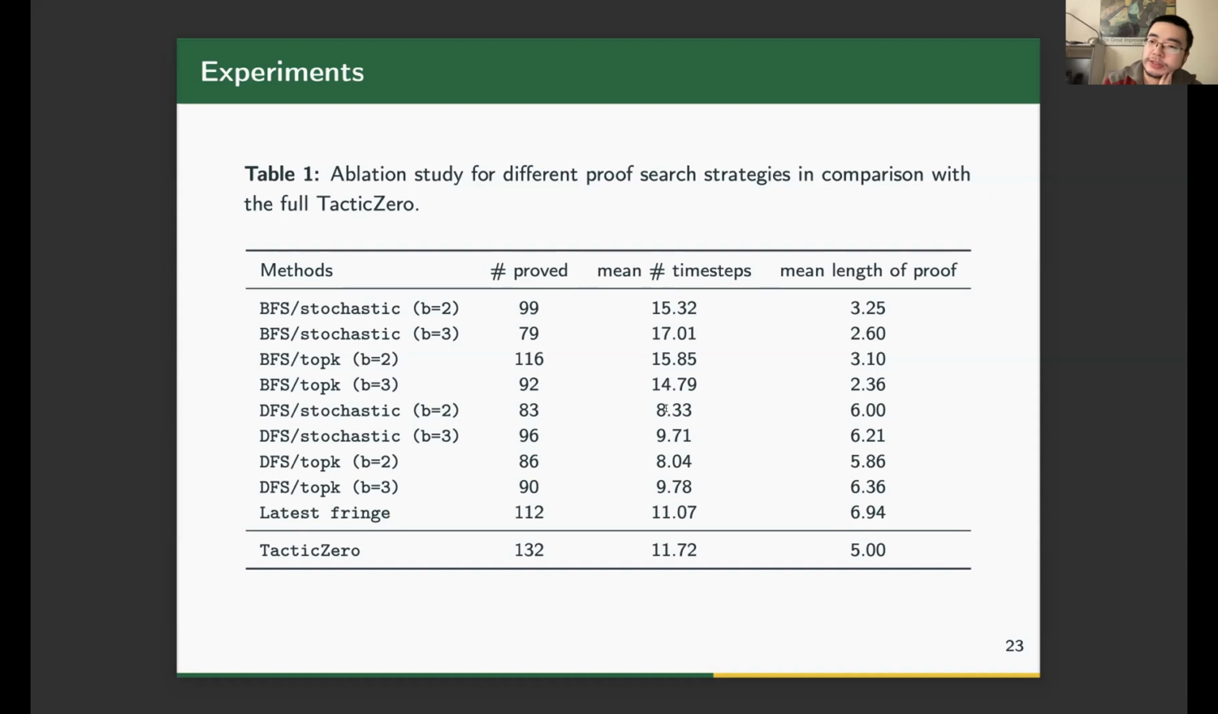And depth first search is the opposite. It goes deep enough, but it never restarts. But the breadth first search restarts much more often. So you can see that the time step it takes is larger than the depth first search.